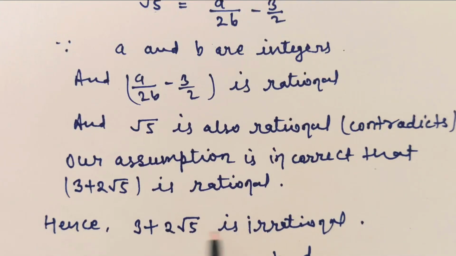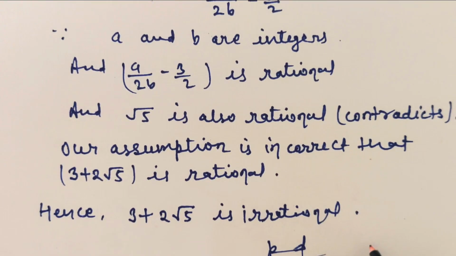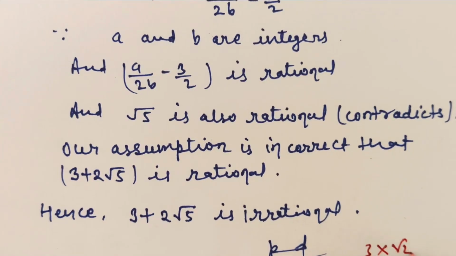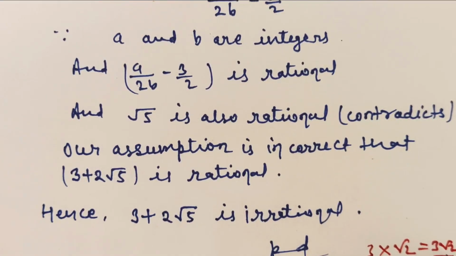How can we say that this is irrational? Because the sum of a rational and an irrational is always irrational. Likewise, the product of a rational and an irrational is always irrational. You can take the example 3 multiplied by root 2. Here 3 is rational and root 2 is irrational. If you take the product, 3 root 2, this is the final irrational form. On this basis we can say that 3 plus 2 root 5 is irrational.